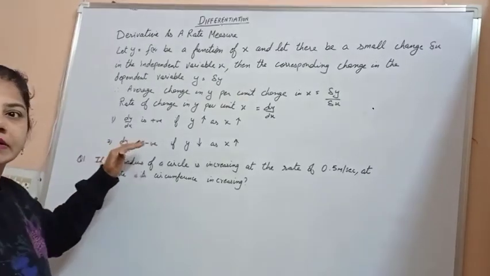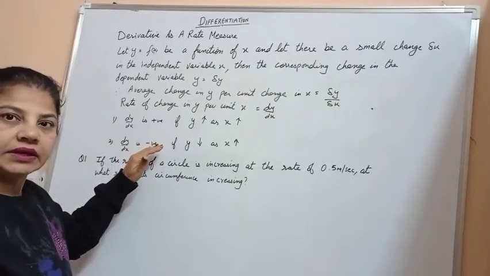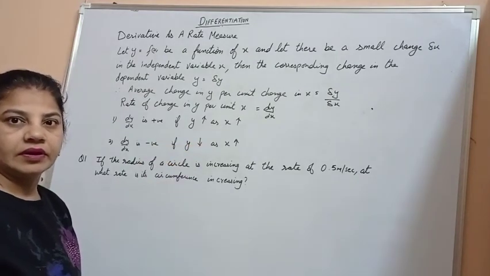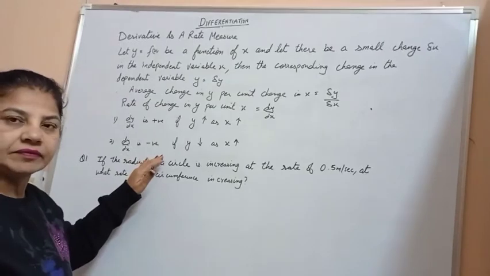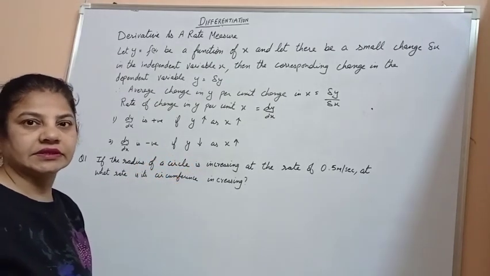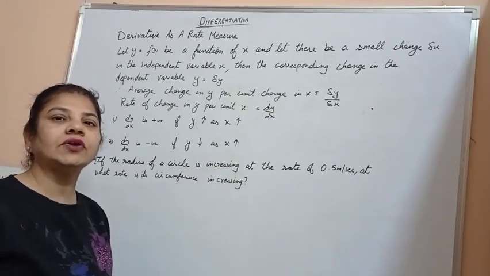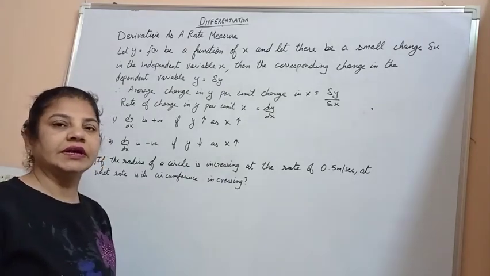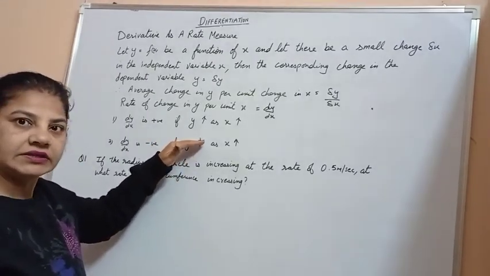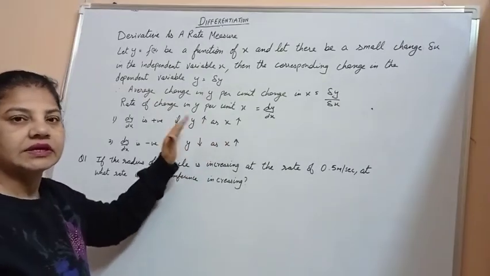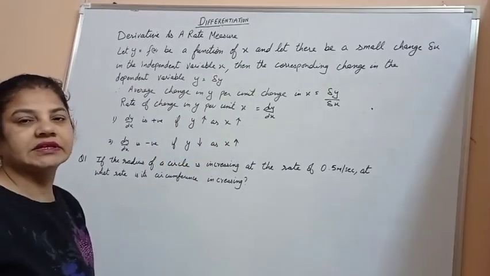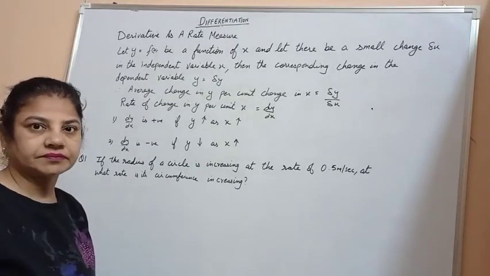If dy by dx is positive, then y is increasing as well as x is increasing. But if dy by dx is negative, then y is decreasing and x is increasing. So we can say that the sign of the first derivative depends upon the increasing or decreasing of y. If y increases as well as x increases, then the first derivative is positive. If y decreases and x increases, then the first derivative is negative.